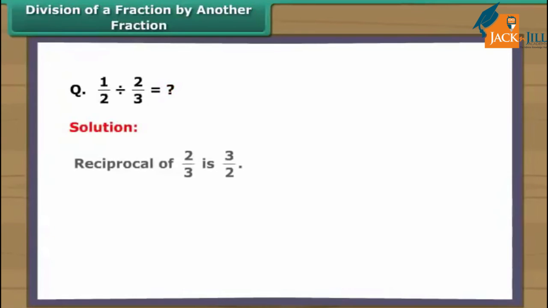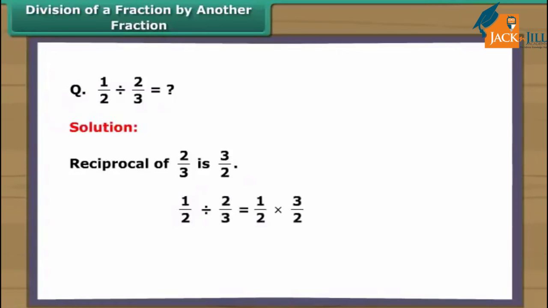Division of a fraction by another fraction. Friends, can you find half divided by 2/3 now? The reciprocal of 2/3 is 3 upon 2. Thus, half divided by 2/3 is equal to half multiplied by 3 upon 2. This is equal to 3/4. Remember, the division sign changes to multiplication sign as soon as the number on the right side of the sign is replaced by its reciprocal. Here the number on the left side remains unchanged.